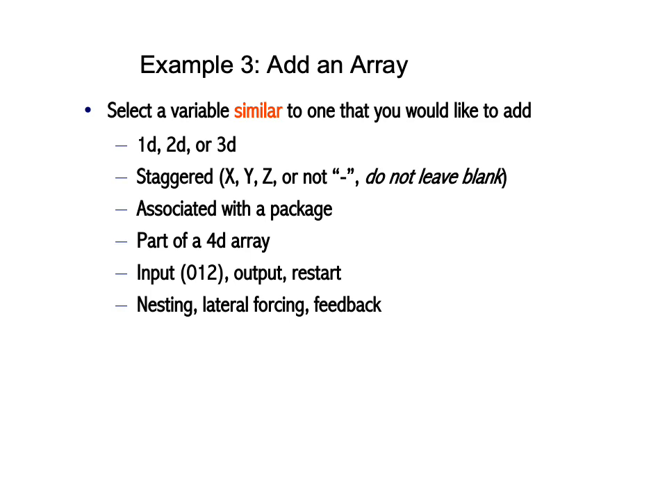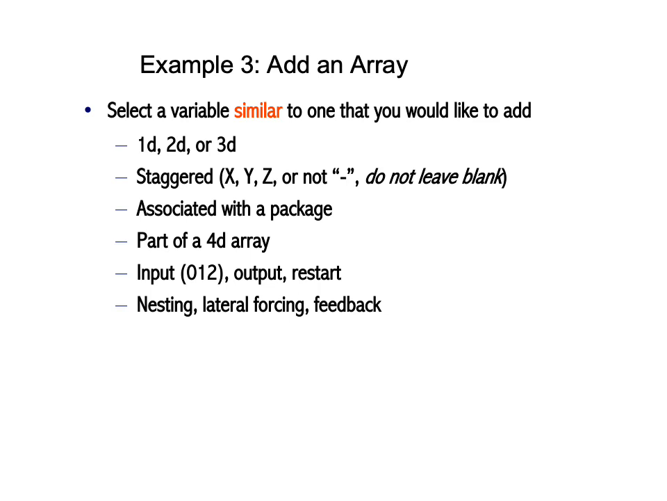So things that we look for: is this a 1D, a 2D, or a 3D array? How is this variable staggered? Does it look like a U variable, a V variable, W or G at potential? Does it look like temperature or pressure? The staggering XYZ or a dash? Is it particularly associated with a package? For example, is it one of the 4D array indexes?